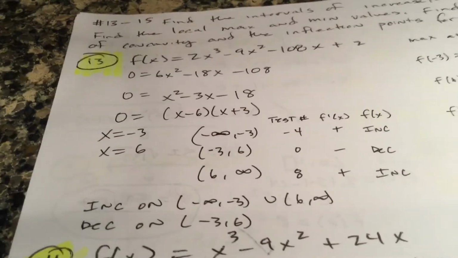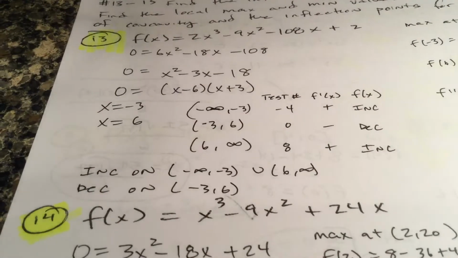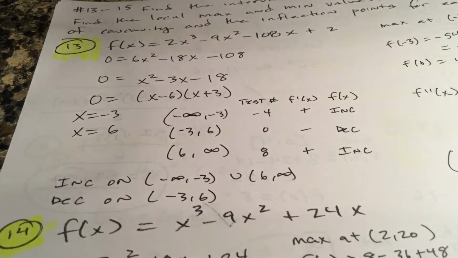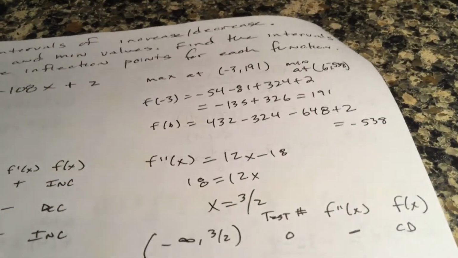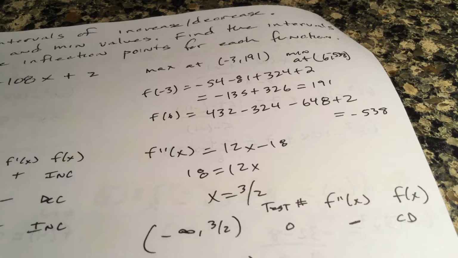Again, just check this work. Those are your two critical values for the first derivative. There it is. Increasing on those, decreasing on those. Again, check this. Pause it if you need to. All right, so when it goes from increasing to decreasing at -3, you have a max. Plug -3 into your original. When it goes from decreasing to increasing at 6, you have a minimum. Plug 6 into your original.